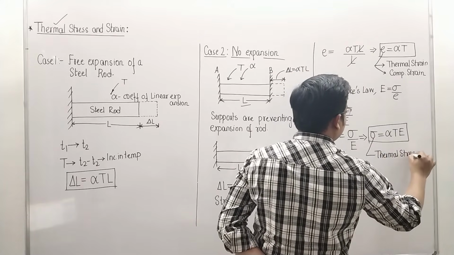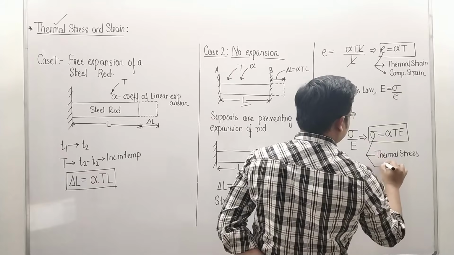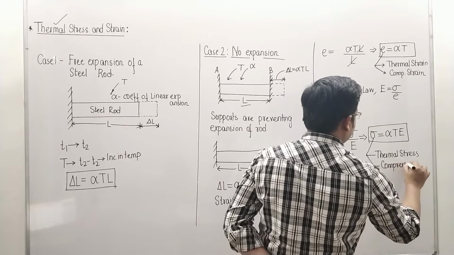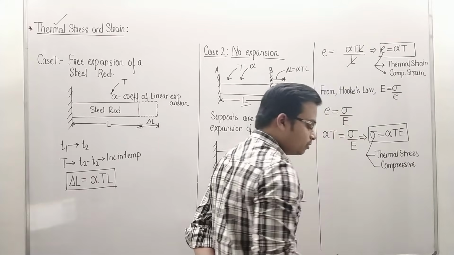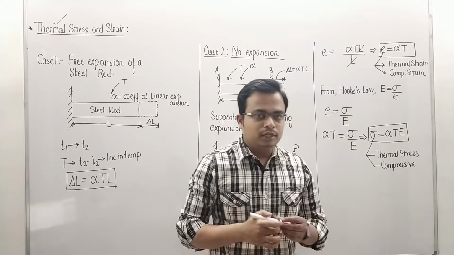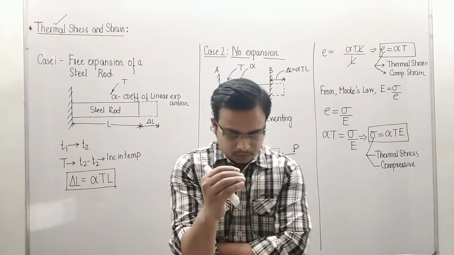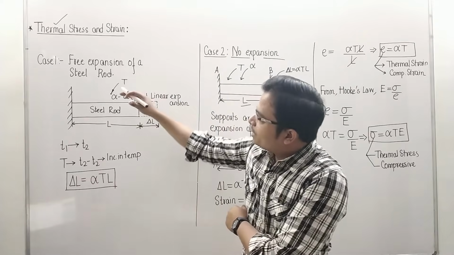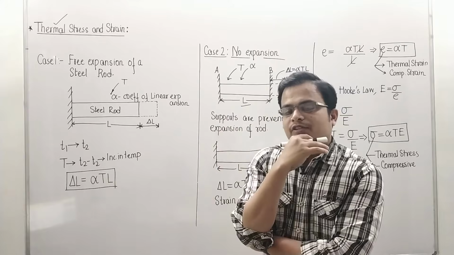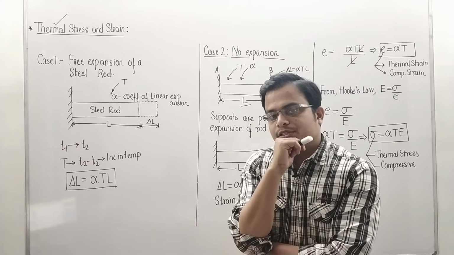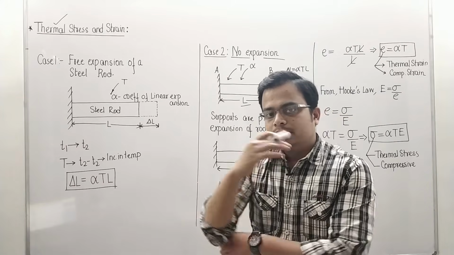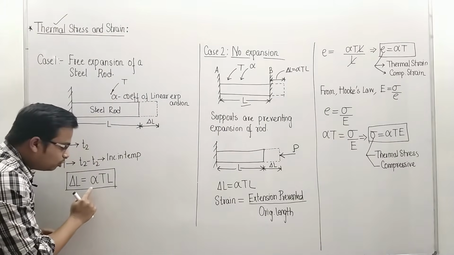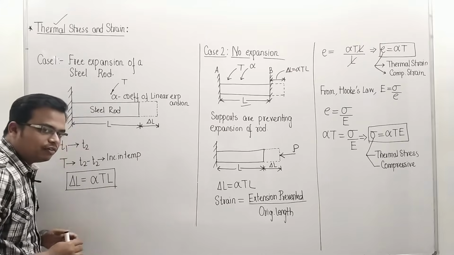And what is the nature of this thermal stress? The nature of this thermal stress is compressive. Right? So that was all about thermal stresses. Now guys, one more thing which you need to think about. Just listen to this question. If, in case of increasing the temperature, we were supposed to decrease the temperature instead, then what would have happened? There would have been contraction. Okay, and that contraction can also be calculated with the help of this formula, alpha TL.